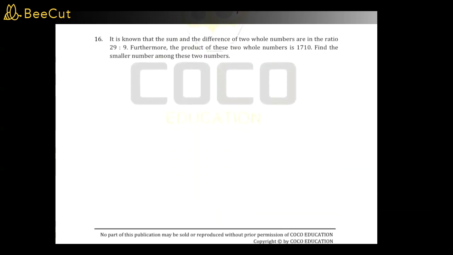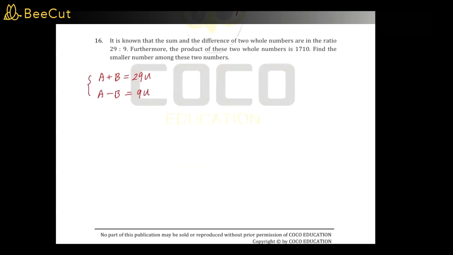Next, question 16. So the sum of the two numbers and the difference of the two numbers are in the ratio of 29 to 9. Let's say the two numbers are A and B. So A plus B, we can let it be 29U. A minus B is 9U. And you can just simply add them together.